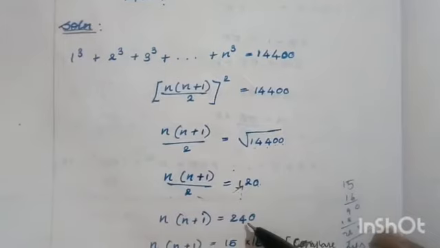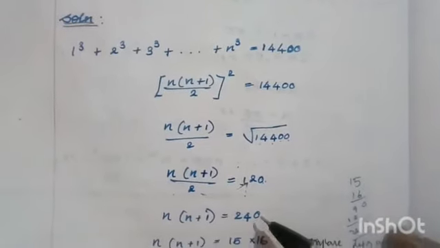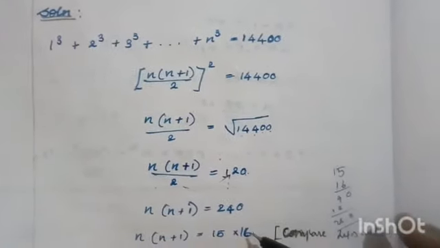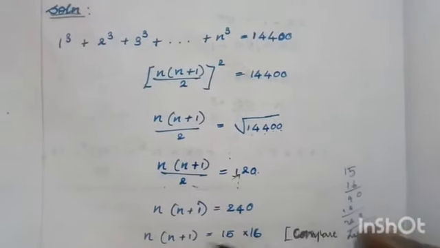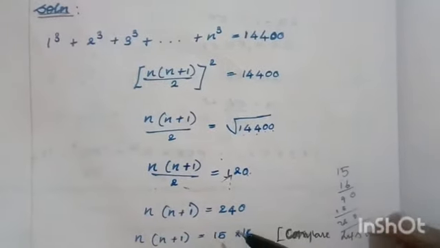So now n into (n plus 1) is equal to this; take it here, multiply with 120. So that is 240. This 240 we separate as 15 into 16. So now n into (n plus 1) equals 15 into 16.